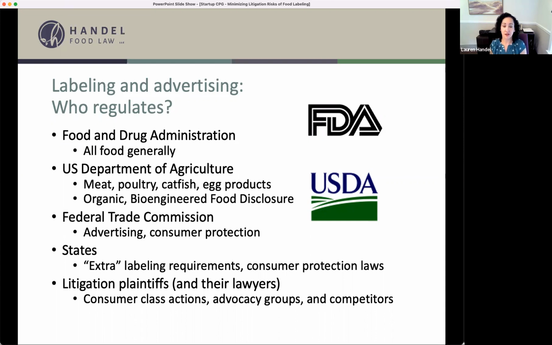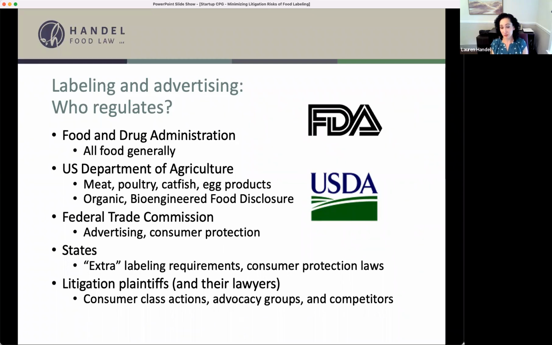With respect to advertising, the Federal Trade Commission has federal jurisdiction over all kinds of advertising and also consumer protection. States also have jurisdiction over labels and advertising. With respect to labeling, states can impose additional requirements. State law in our constitutional federalist system can't conflict with federal law, but states can have extra labeling requirements. California's Prop 65 is a really good example of that, where state law requires labeling beyond what is required in federal law. And states also have their own consumer protection laws, which is where a lot of the litigation comes in.